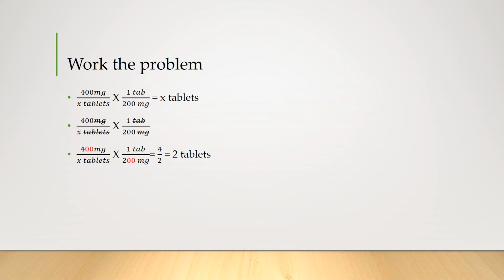So on the bottom, in the second equation there, you'll see that I've got milligrams and tablets crossed out because we don't need those anymore. And then in the final equation, you'll see also in red that I've taken the zeros of the 400 and 200 and crossed them out because we can cancel those out since there's the same quantity. So what we have left is 4 divided by 2, and that gives us 2 tablets. So 400 milligrams is going to be 2 tablets is what we're going to give to the patient.